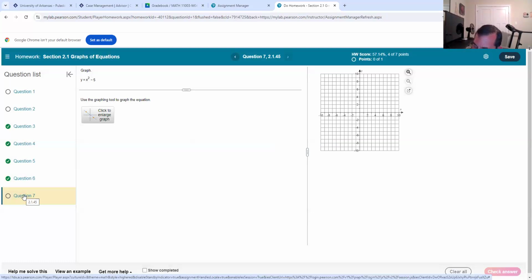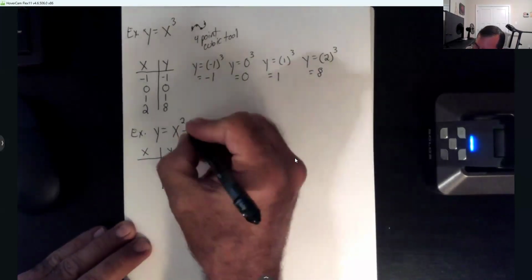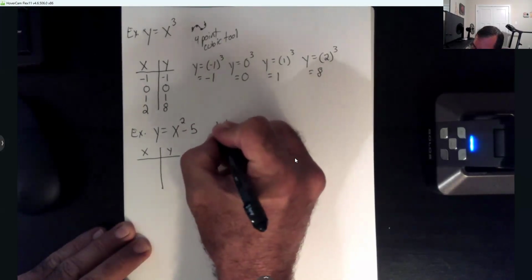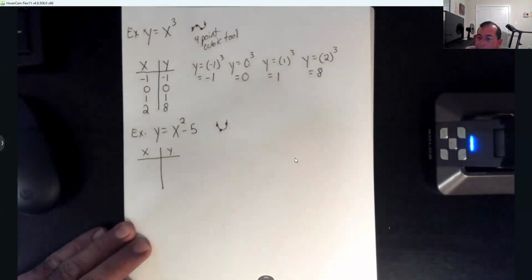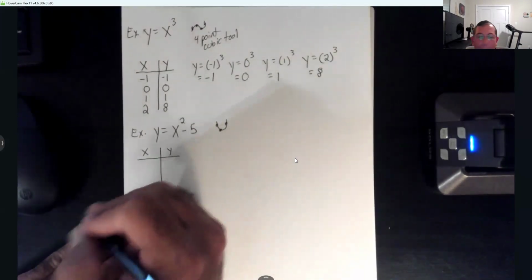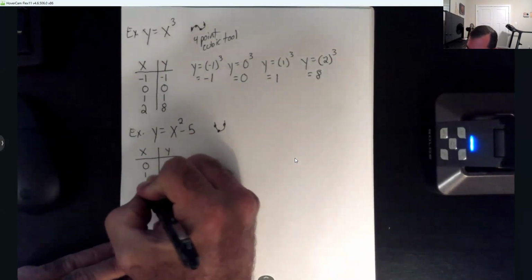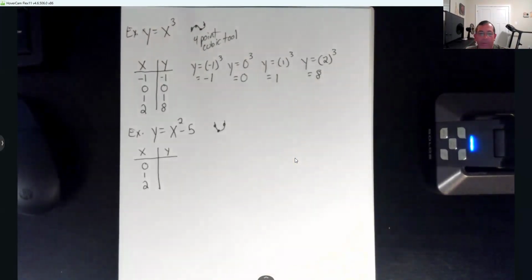Y'all, this was just like the other two quadratic ones we done. The x squared minus 5. So if I was to do it by hand, since it's a quadratic, I would pick probably a -1, 0, 1. But y'all, in this section, it don't matter. If you like to do positive numbers, do a 0, 1, 2.